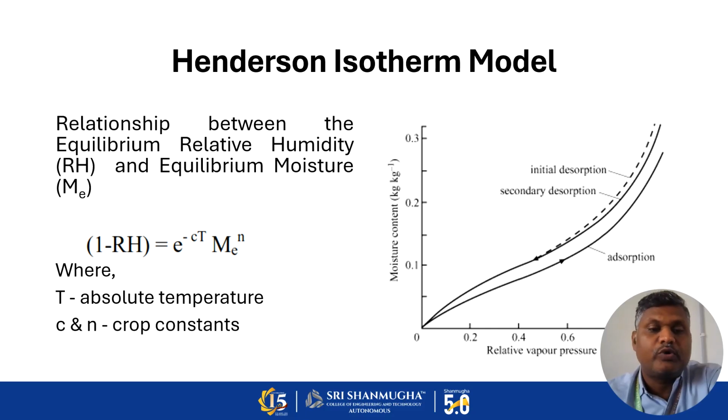From this, 1 minus RH is equal to e to the power minus C T ME to the power N. The trend is calculated from this, where T is the absolute temperature, C and N are the crop constants, ME is the equilibrium moisture content, and RH is the relative humidity.